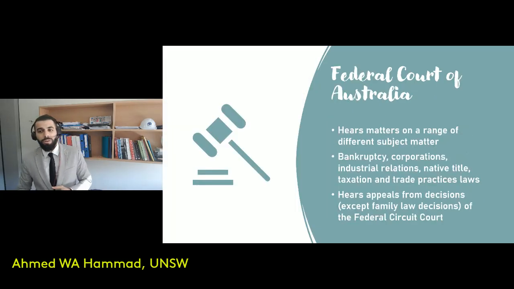The second level of federal courts that we have in Australia is the Federal Court of Australia. Again, there's a range of subject matters that are heard in the court, so issues related to bankruptcy, corporations, industrial relations, and native title as well. Taxation is another issue that's heard by the Federal Court. It also hears appeals from decisions of the Federal Circuit Court. The Federal Circuit Court is a court which is lower than the Federal Court within that federal court system. So any appeals of decisions made in the Federal Circuit Court would be heard by the Federal Court of Australia.